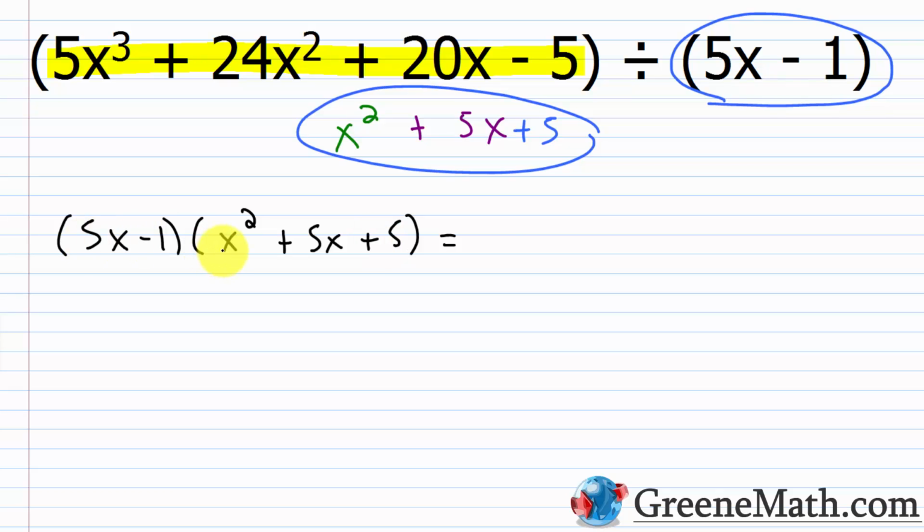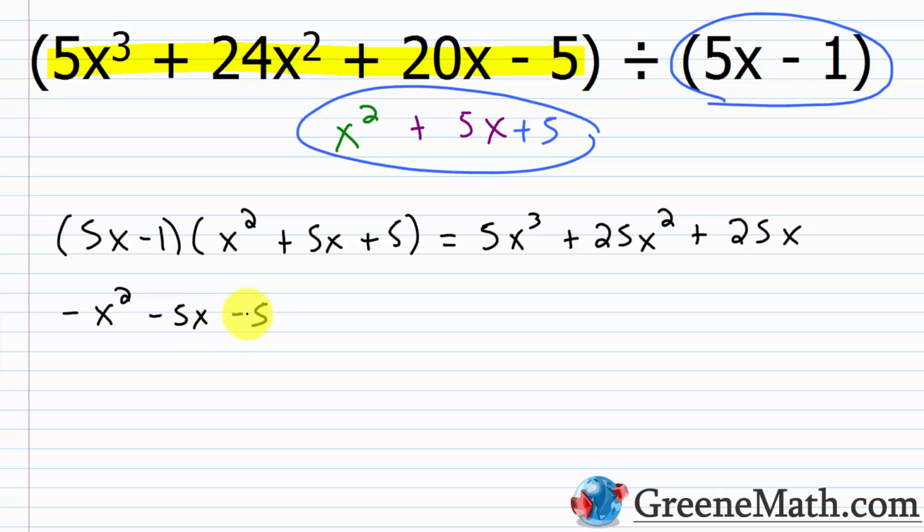So 5x times x squared is 5x cubed. 5x times 5x is plus 25x squared. 5x times 5 is plus 25x. Now, I need to multiply -1 by each term here. Multiplying something by -1 just changes the sign. So I'm just going to go through and change the sign of each term. So I'd have -x squared minus 5x minus 5.